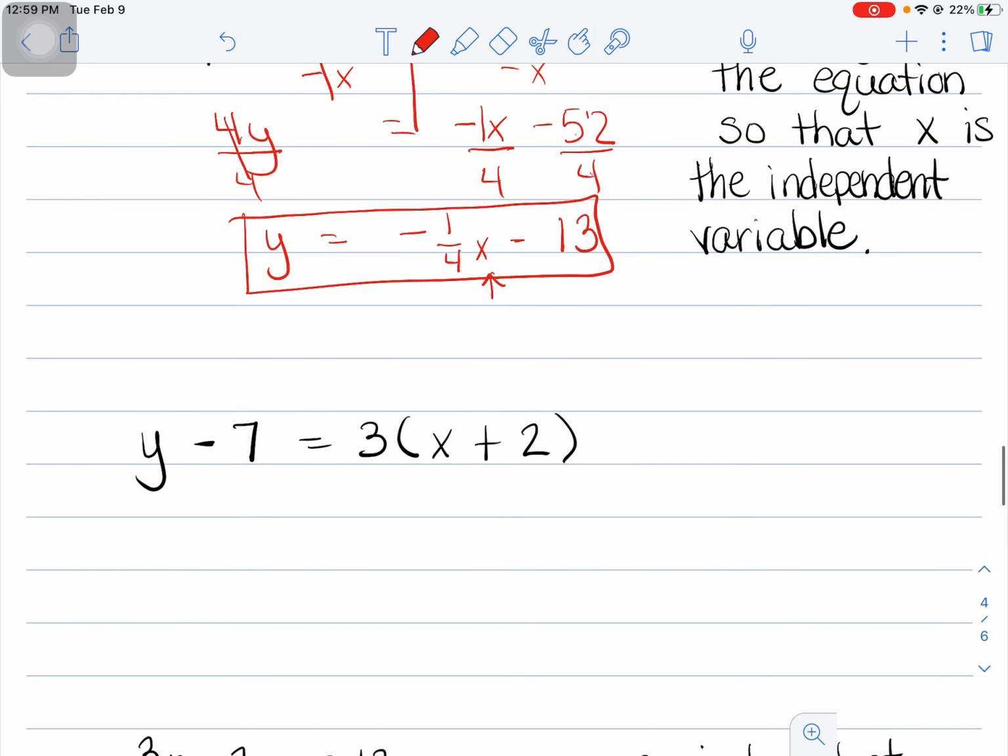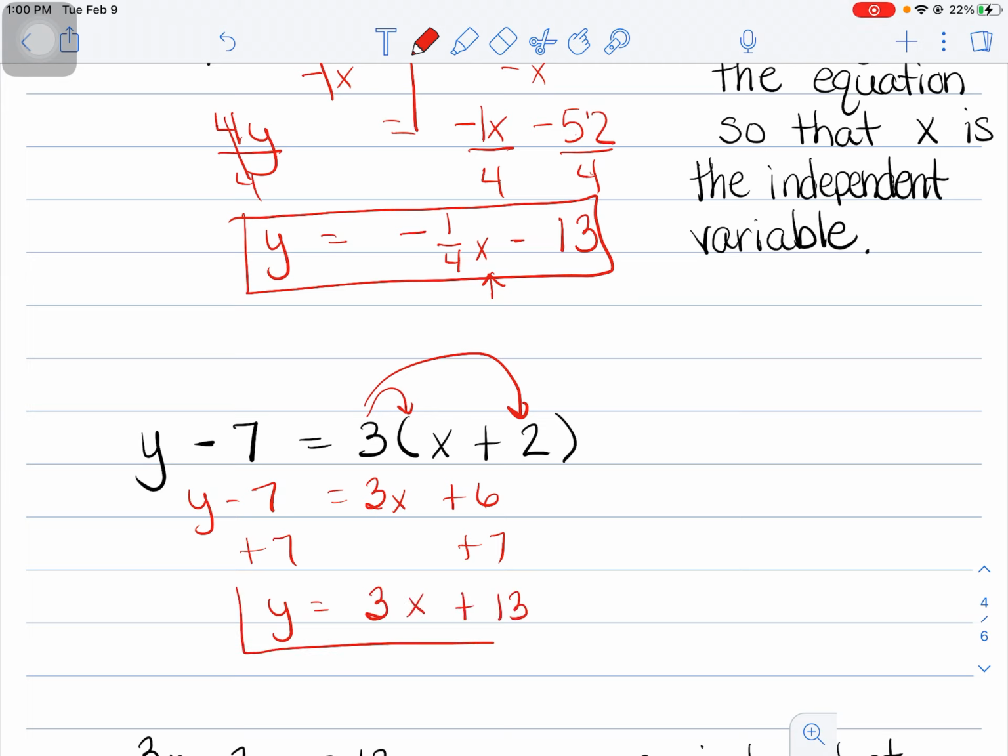Let's look at another example. We're going to rearrange this one so x is the independent variable. Before we do that, we're going to go ahead and distribute. So we have 3x plus 6 equals y minus 7. If we want x to be the independent, remember it has to be within the rule. So we're basically solving for y, the dependent. So plus 7, we get y equals 3x plus 13. This would be our function rule with x being independent, y being the dependent.